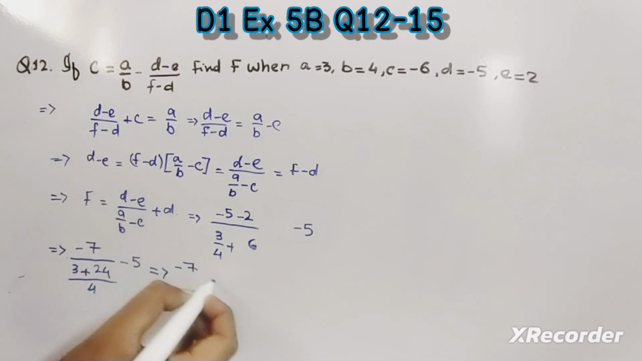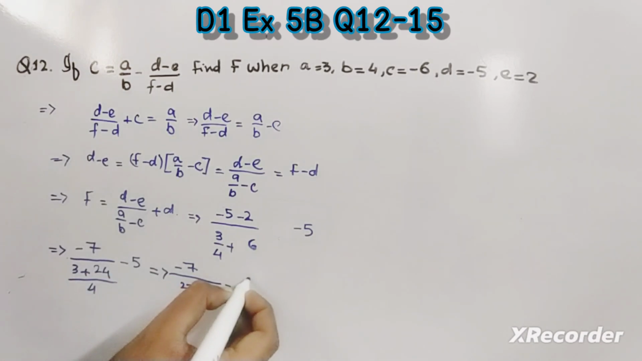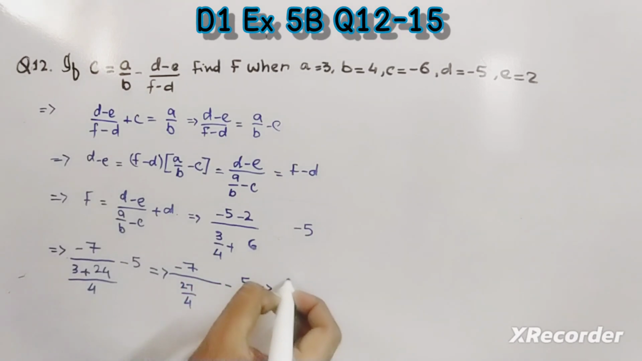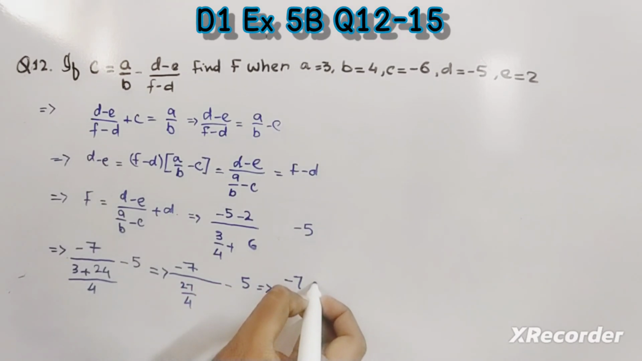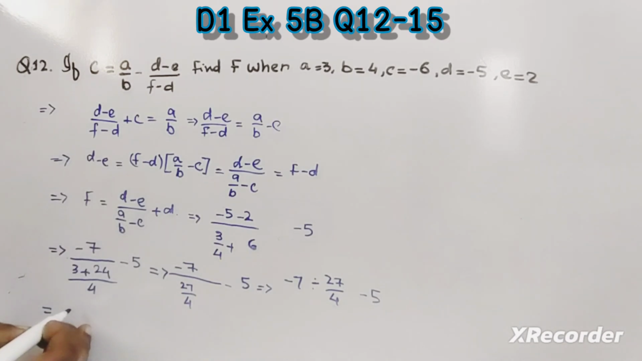So minus 7 upon 27 upon 4 minus 5, or we can write that as minus 7 divided by 27 upon 4 minus 5. Minus 7 multiply with 4 upon 27 minus 5. Plus minus minus. So minus 7 multiplied with 4 is 28. Minus 28 upon 27 minus 5.